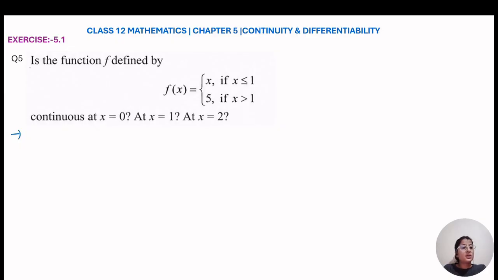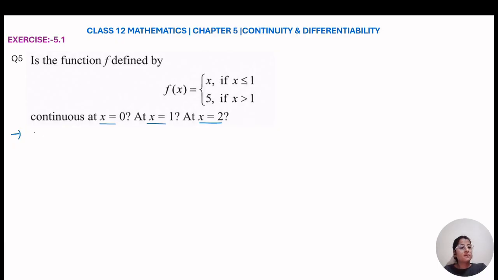We have to find whether the function f, defined by f of x equals x for x less than or equal to 1, and 5 for x greater than 1, is continuous at x equals 0, at x equals 1, and at x equals 2. We have to check the continuity of this function f at these 3 points.